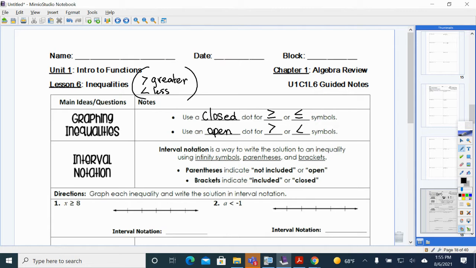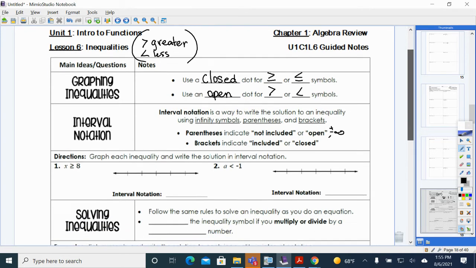Interval notation is a shorthand way to write a solution to an inequality. In interval notation, it's a way to write the solution to an inequality using infinity symbols, parentheses, and brackets. Parentheses indicate not included or open. Brackets are going to be used to indicate included or closed. I would also like to say that parentheses are also going to be used for positive and negative infinity because we cannot include infinity as a point. It's not an endpoint.